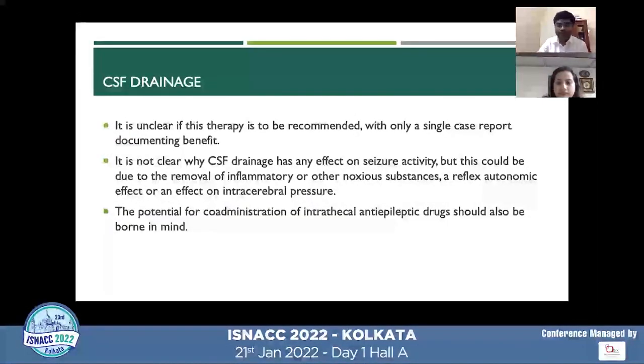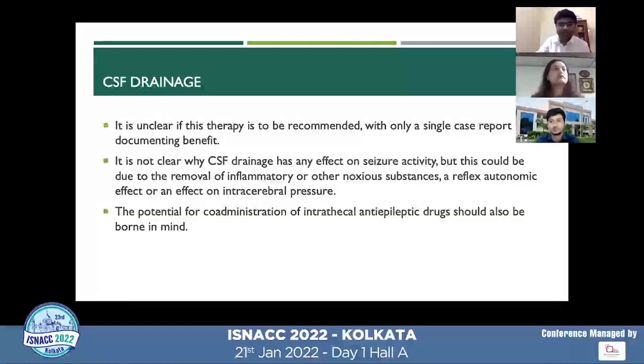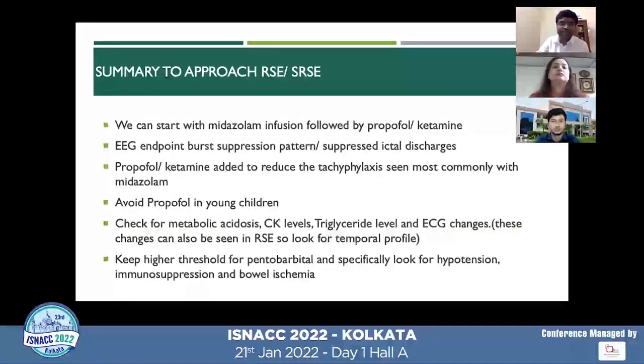CSF drainage. Now, it is unclear how it helps, but probably the removal of inflammatory and other noxious substances in the CSF may help in refractory status epilepticus, and it may also help with intrathecal administration of anti-epileptic drugs, but there are only a few reports, or probably just a theoretical basis, to support this.